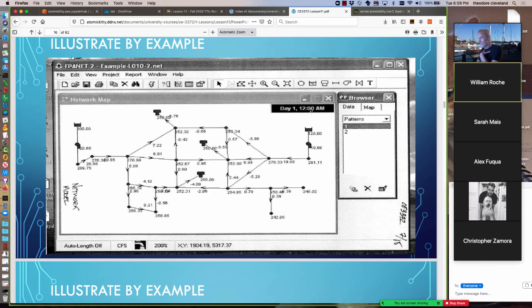So this is day 1, 12 a.m. That's the default first time step. And then if we were to step through the different time steps, the contents of this box will change, go 1 a.m., 2 a.m., 3 a.m. And the arrows might change direction depending on whether tanks are filling or draining, and the various numbers associated with the hydraulic elements that we have instructed the computer to report to us will change.